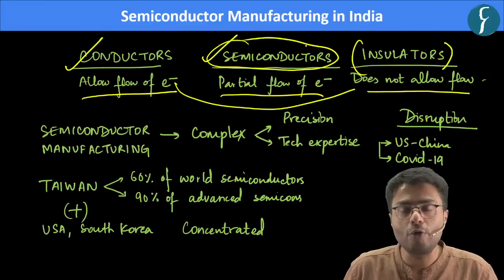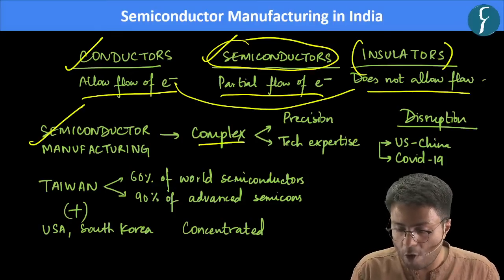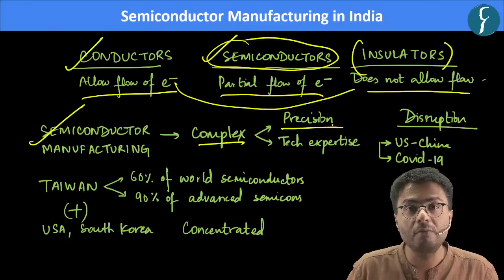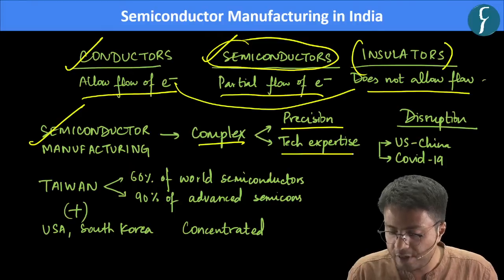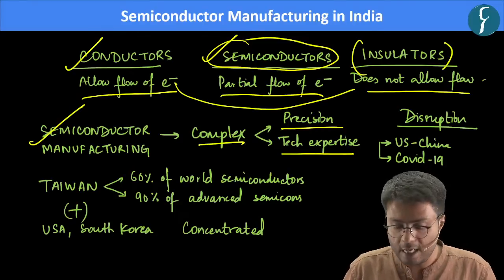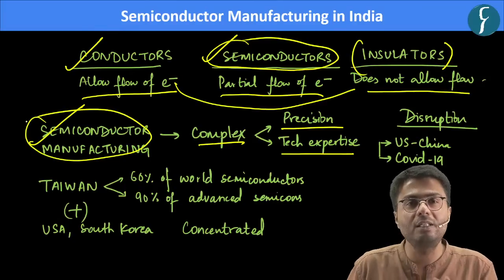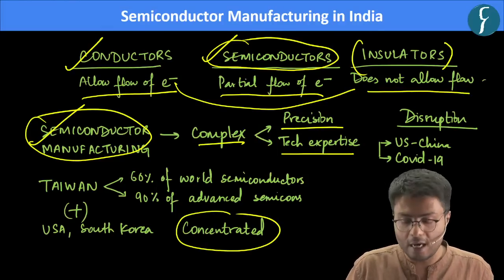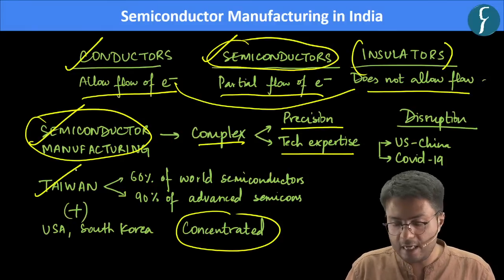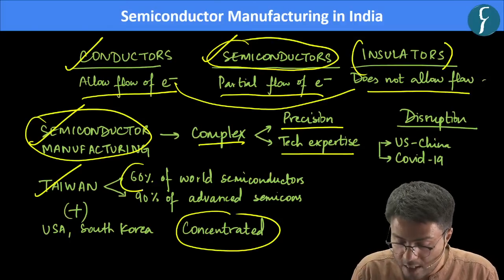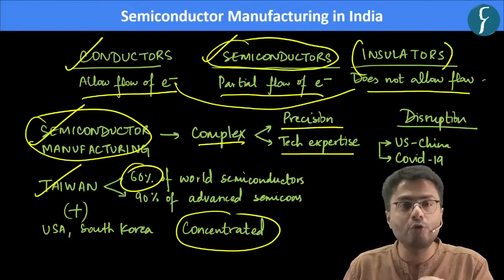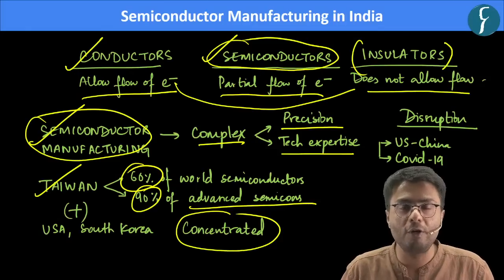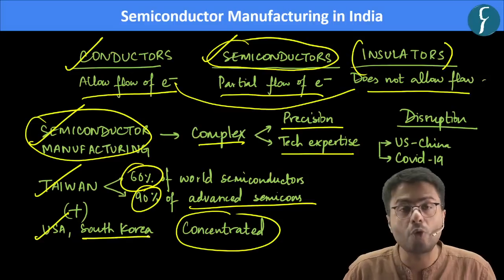But we should also note that semiconductor manufacturing is a very complex process, because it involves a high degree of precision and also a high level of technological expertise. And hence naturally this manufacturing process is very concentrated in the hands of only a few nations. The most important nation in this regard is Taiwan, because Taiwan currently is responsible for manufacturing more than 60% of world semiconductors and also more than 90% of advanced semiconductors around the world. Other important manufacturers are the United States as well as South Korea.